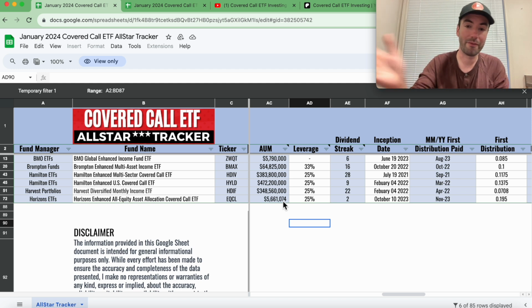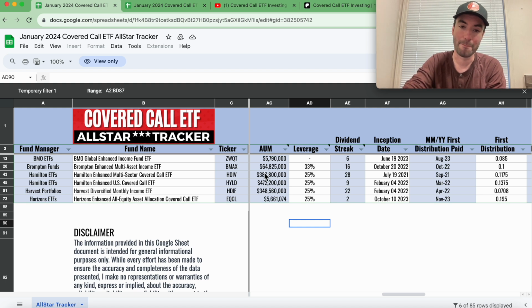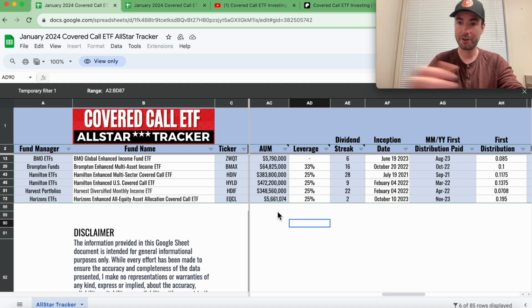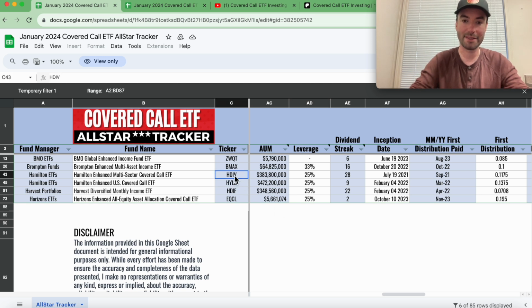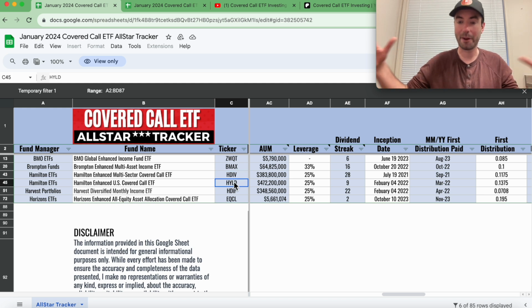A lot more money is flowing into the all-in-one funds, just because they are very well diversified, and that's what people like. They like the convenience of it being diversified. You're getting more funds in one spot. Even if certain funds invest in other fund managers, like HDIV, HYLD, again, these fund managers are working on building out more of their own in-house products.